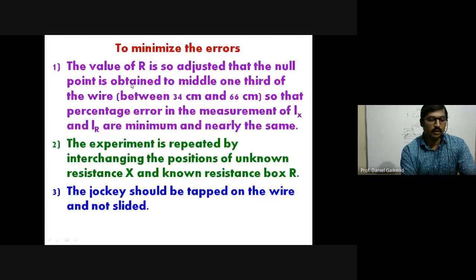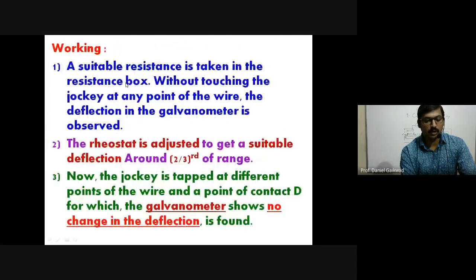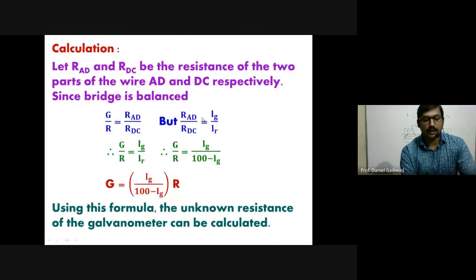But in our topic of Kelvin's method to find the galvanometer resistance, we have RAD divided by RDC, and the length will be taken as LG divided by LR. So we use this in the previous equation. G divided by R equals RAD over RDC, taken as LG upon LR. So for the galvanometer, G upon R can be taken as LG divided by 100 minus LG. Suppose LR is replaced by 100 centimeter minus LG.